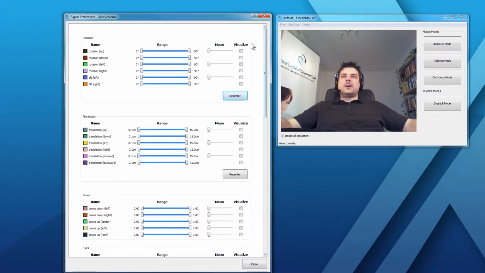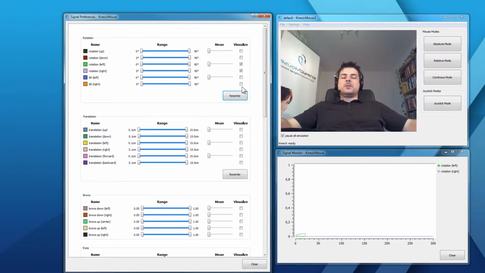So we will start with the rotations, and for demonstration purposes I have reset all the signal bounds to their default levels. Let's start with the rotation right and left. The first thing you want to do is to put your head in a neutral position and hit the recenter button. Note that there is a 3 seconds timeout starting, and when it reaches zero, a snapshot is made of your neutral position and all the rotations and translations are recentered to their zero levels.